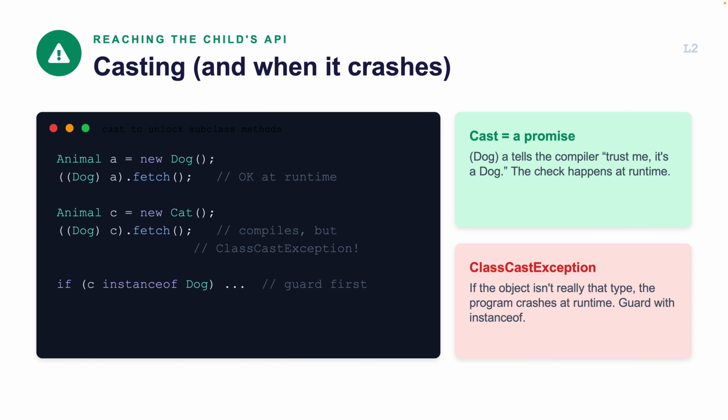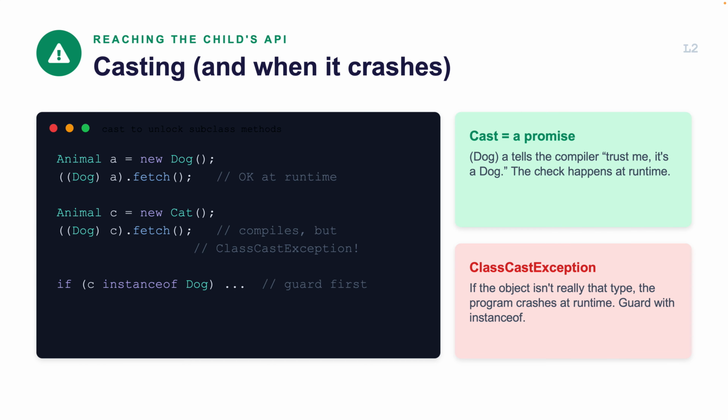What if you genuinely need to call a child-only method through a parent reference? You have to cast. A cast asks the compiler to trust you that the object really is the more specific type, which unlocks that type's methods. But the cast is a promise you had better keep. If you cast to a type that the object actually isn't, the program compiles fine, but crashes at runtime with a ClassCastException.